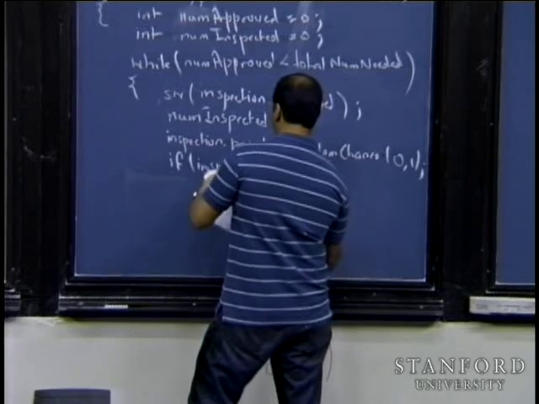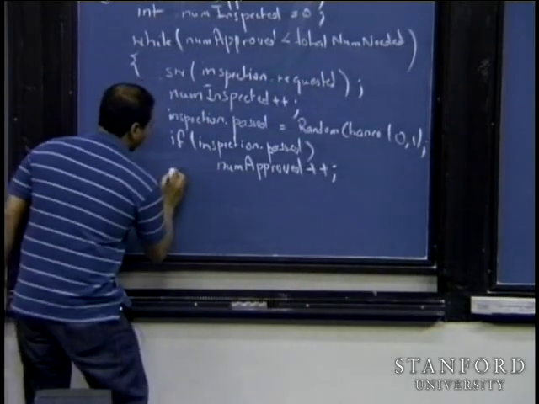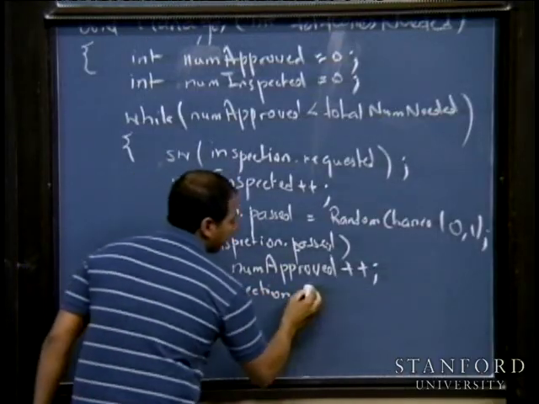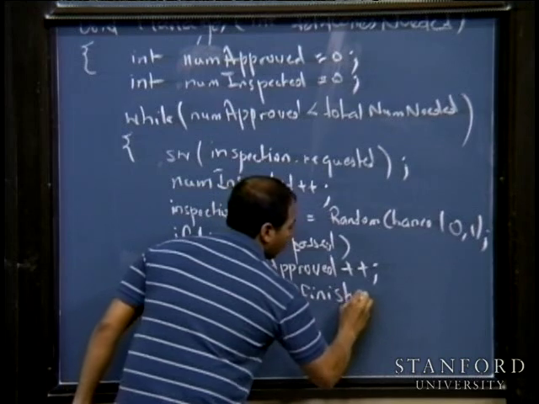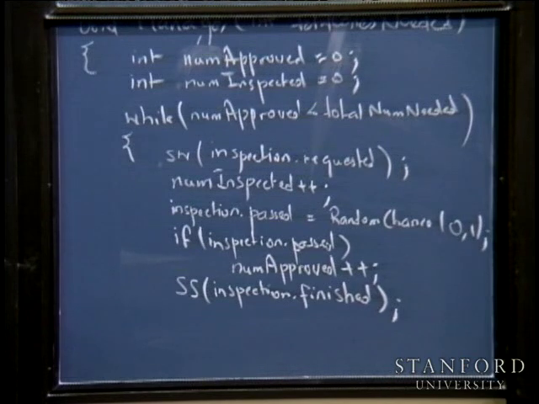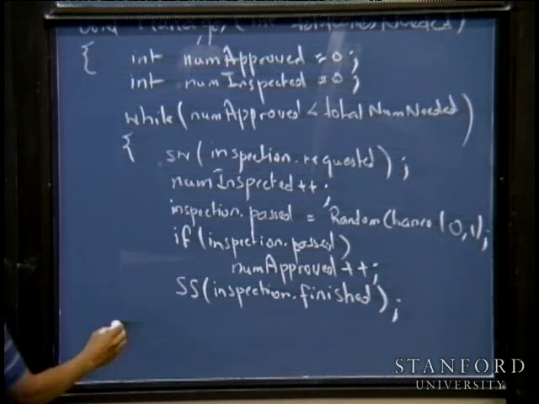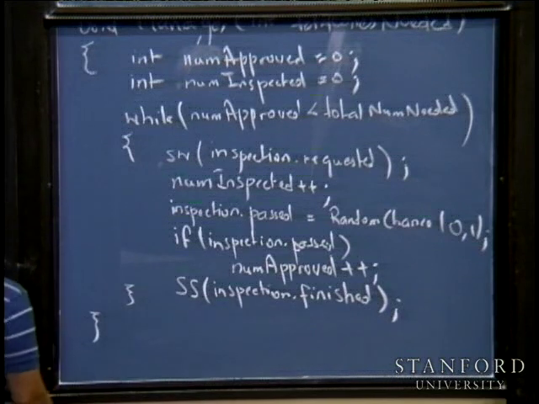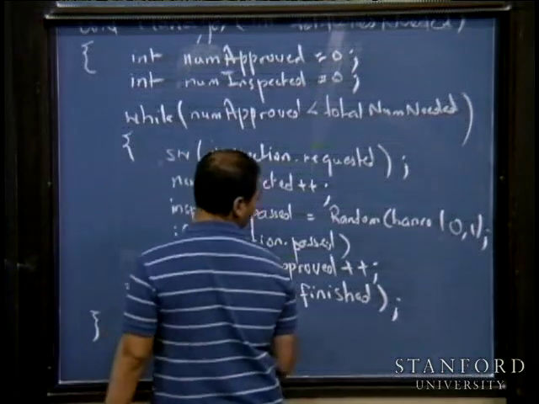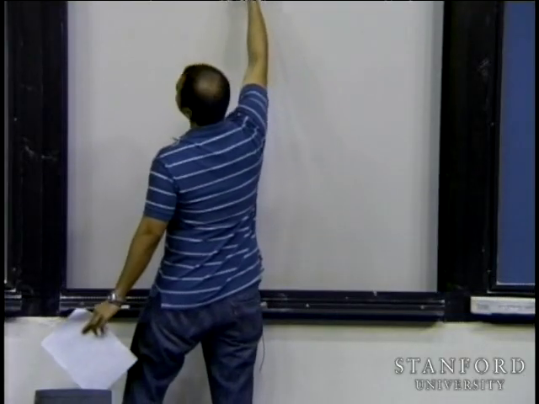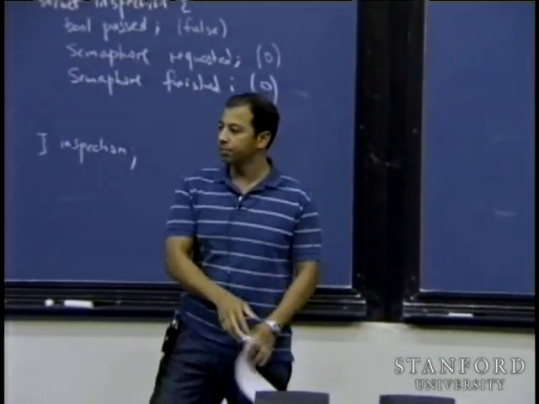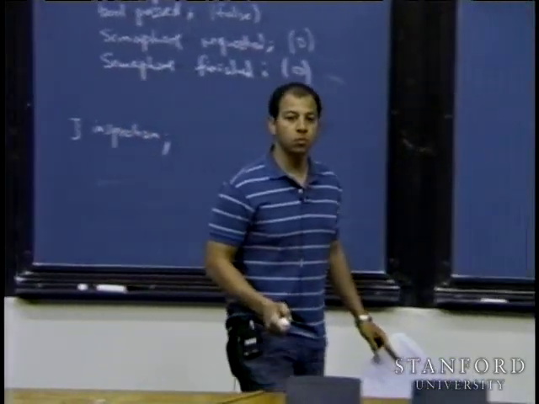All right, so after we do that, what's left off is just to signal the inspection.finished, because you know that the clerk is going to be waiting on this semaphore. Okay? And that's your manager, and that's the easiest function of all. Now let's go to the clerk. Now, any question on that before I move on? All right, so the clerk.